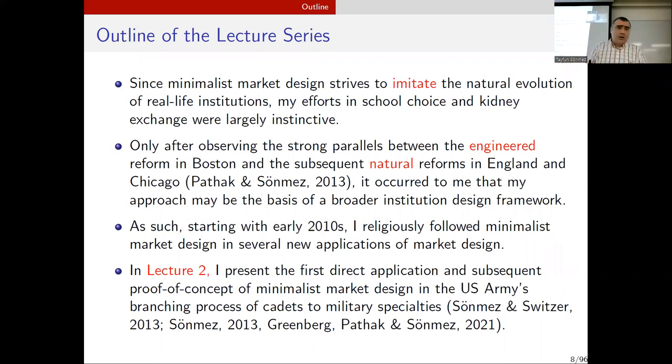So in lecture two, I'll present the first direct application and subsequent proof of concept of minimalist market design in the US Army's branching process. What is special about this particular application is that from the beginning, I was following this paradigm. It's no longer just common sense. I have this template, and I'm following it.